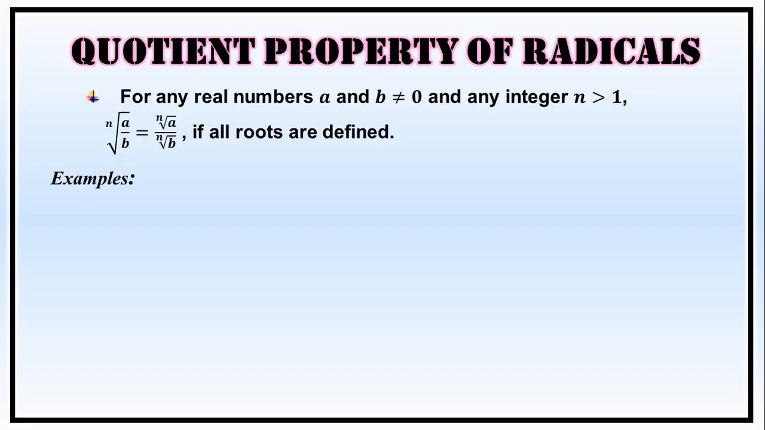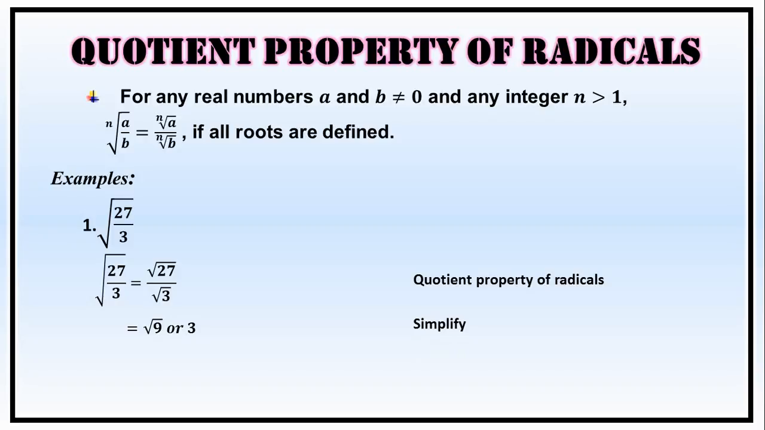Consider these following examples. Example 1, square root of 27 over 3. First, we need to apply the quotient property of radicals. So we have the square root of 27 over the square root of 3. Next is to simplify. So the square root of 27 divided by the square root of 3 is the square root of 9, and the square root of 9 is equal to 3. So the answer for number 1 is 3.